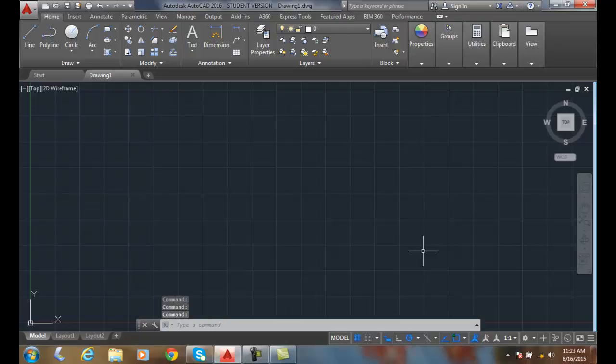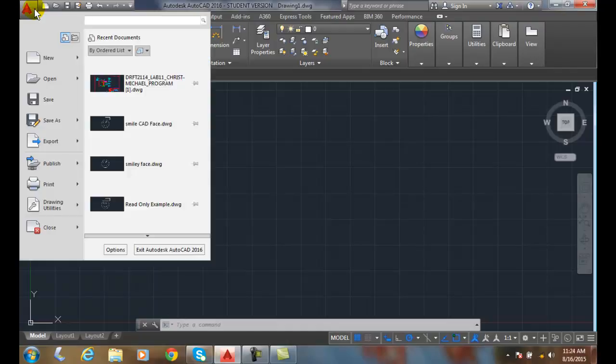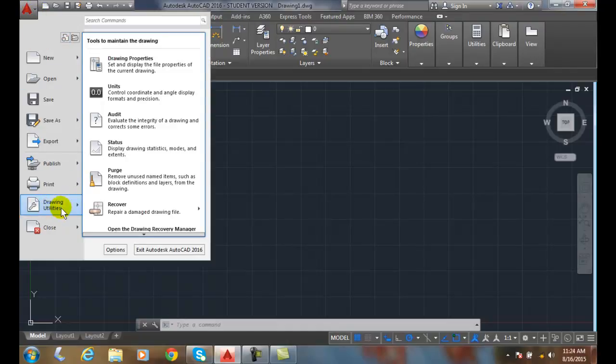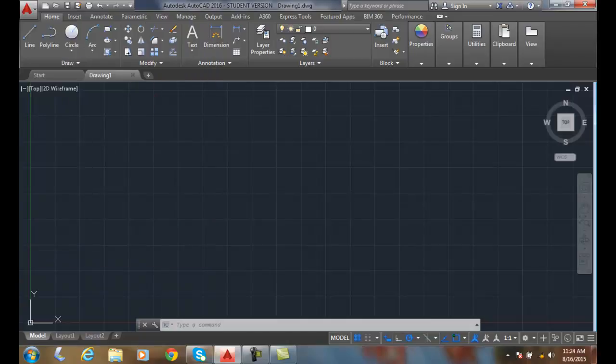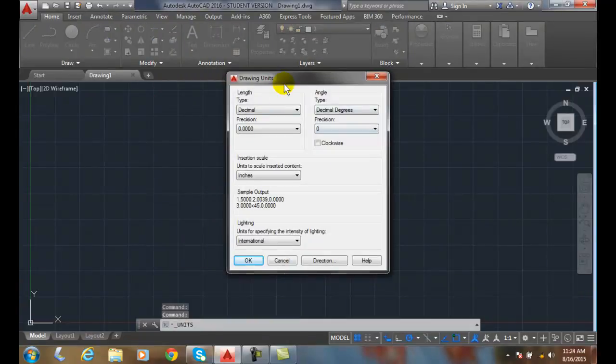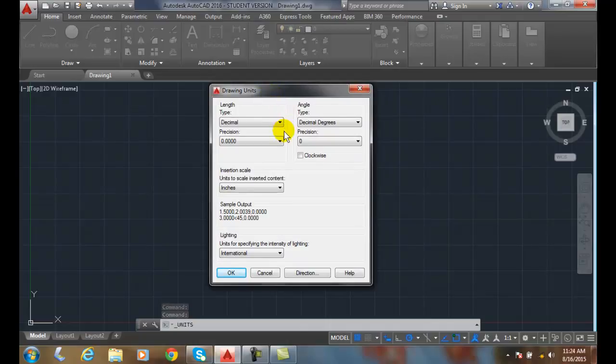Now, the very next thing you do, other than starting a new drawing and picking your template, is going to drawing units. We can go to drawing units by going up to our application menu. We go into drawing utilities and we go to units. We're going to get a dialog box of the drawing units. AutoCAD doesn't have a unit. You tell it what a unit is. A unit could be 1 inch, it could be 1 millimeter, it could be 1 mile, it could be 1 light year. So you have to tell what it is.